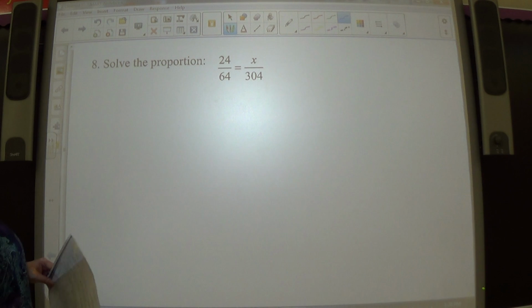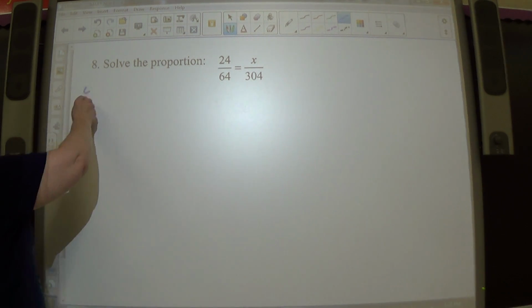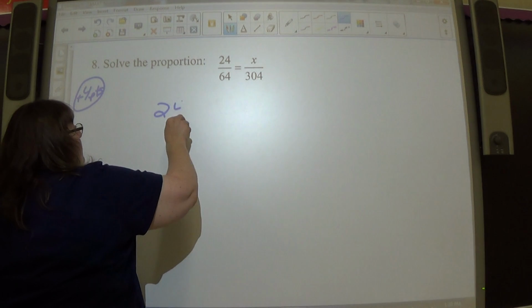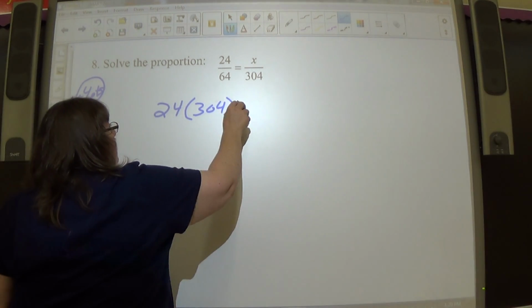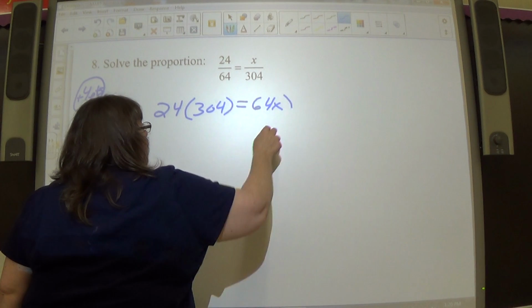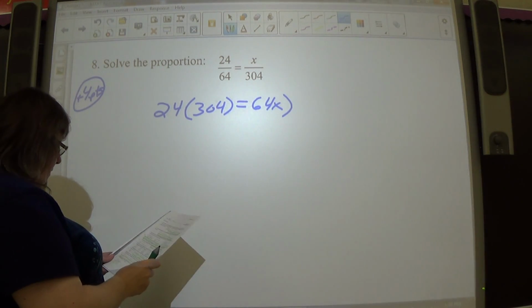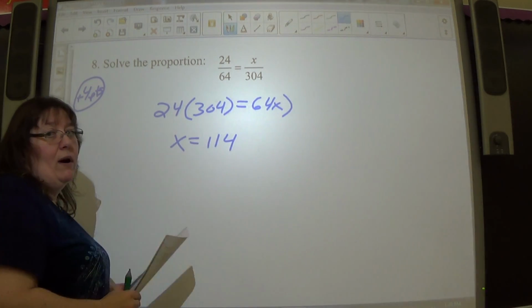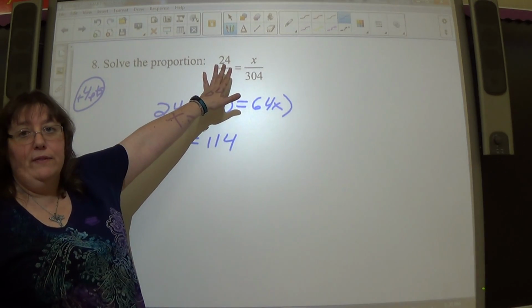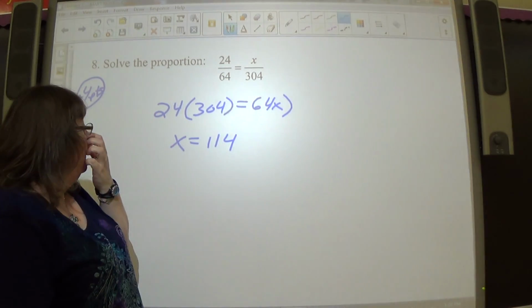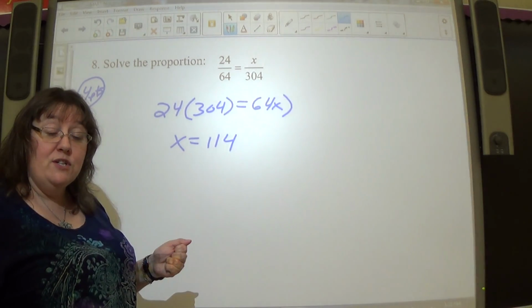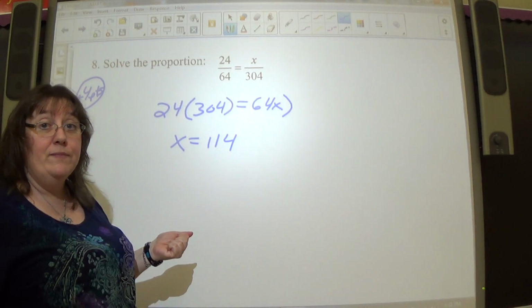Now, number 8, final one. This was worth 4 points. Okay? Cross multiply divide. 24 times 304 equals 64x. Okay? So, when you do that, your x will be 114. This one doesn't require a complete sentence answer because you just started with an equation kind of thing. Okay? So that's all. Make sure you have this on a separate piece of paper so you can staple it to your quiz and get your half credit. Okay? Good luck.